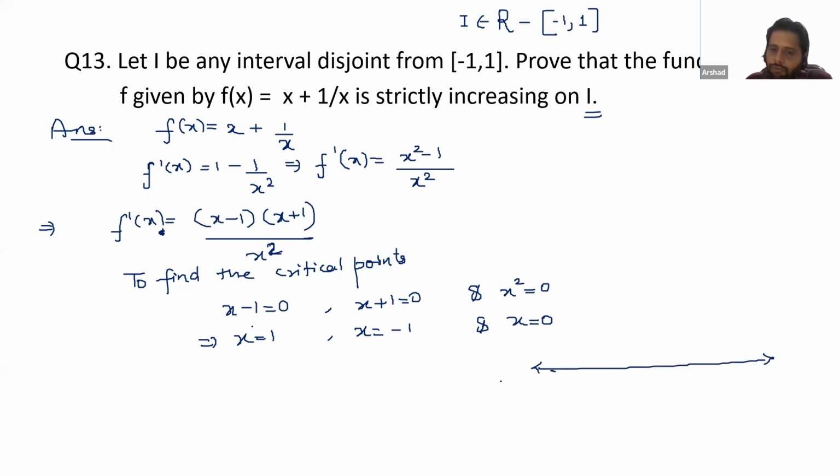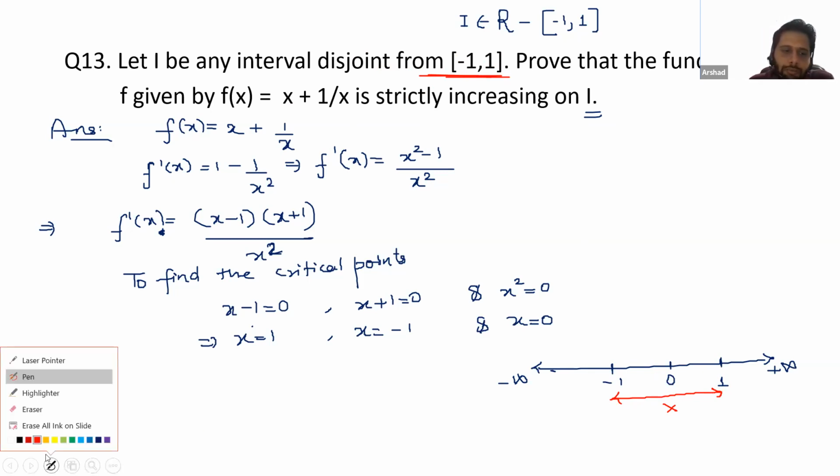Okay, what is the number line? This is minus infinity, this is plus infinity. Plot the points: you get -1, you get 0, and you get 1. If we look at our question, it is clearly written that I is an interval disjoint from -1 to 1. That means the interval -1 to 1 does not lie in I. So this region, this interval, we will not take. Why? Because it is mentioned in the question that I is an interval disjoint from -1 to 1. So we will ignore this case.